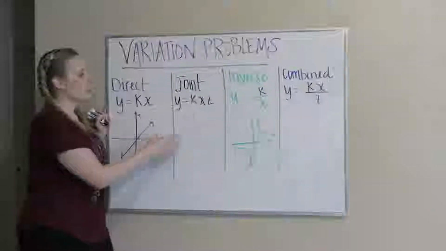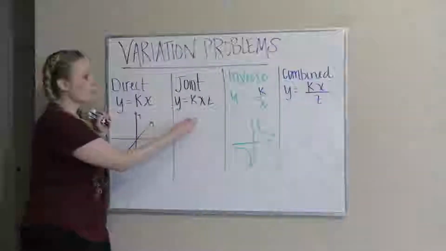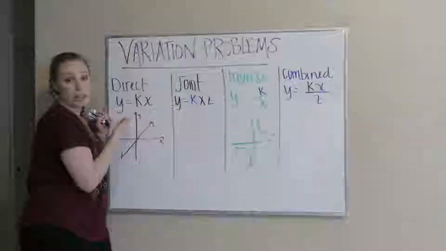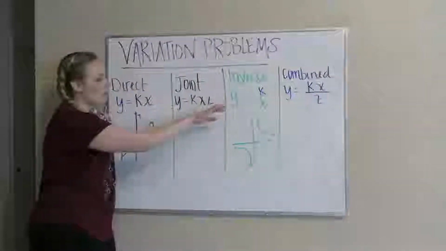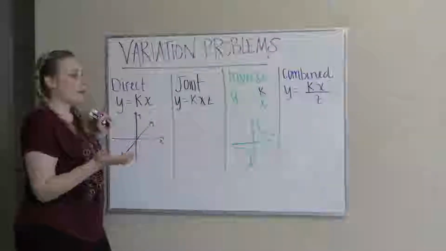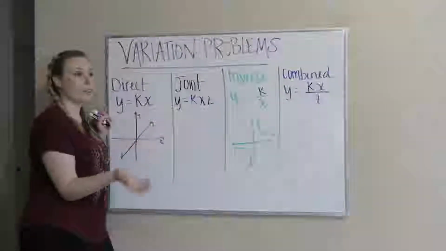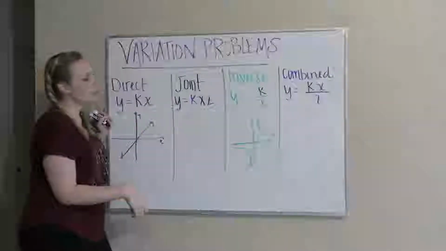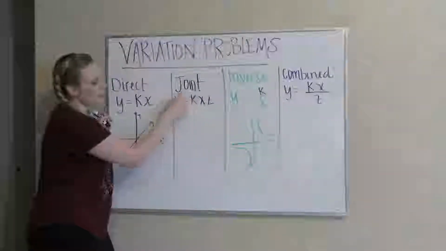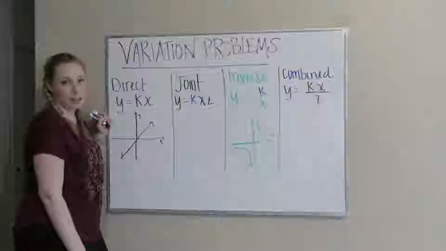The next type of variation is joint variation. Joint variation is direct variation, except now there's going to be 2 constants over here. And so as x and y are changing, if they're increasing, y is going to increase. If they're decreasing, then y is going to decrease. And again, you have that variation constant, k.